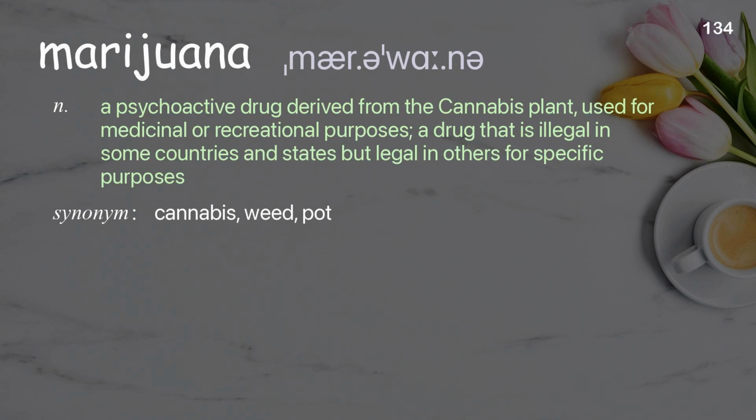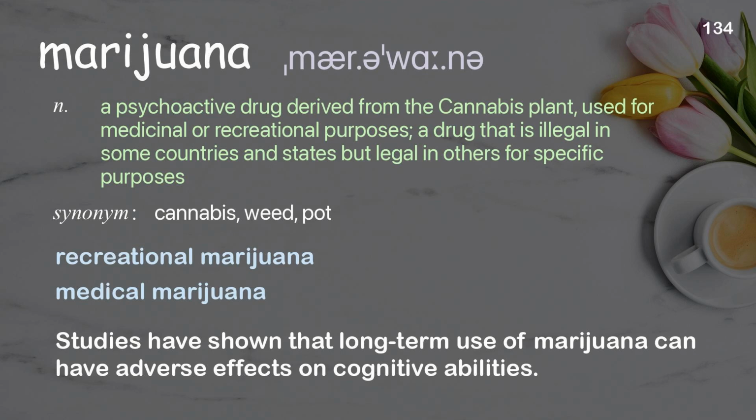Marijuana. A psychoactive drug derived from the cannabis plant, used for medicinal or recreational purposes. A drug that is illegal in some countries and states, but legal in others for specific purposes. Examples: Recreational marijuana, medical marijuana. Studies have shown that long-term use of marijuana can have adverse effects on cognitive abilities.